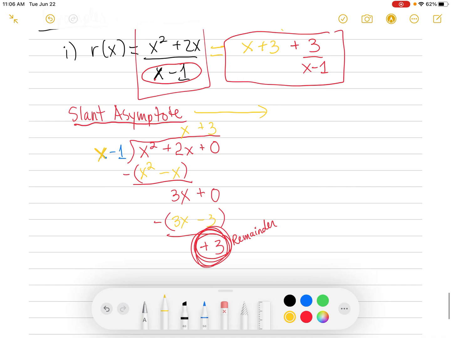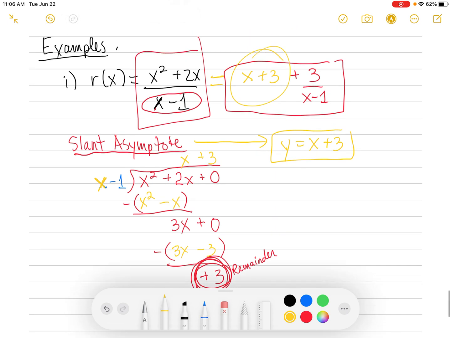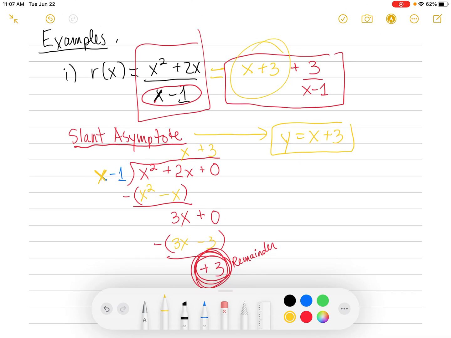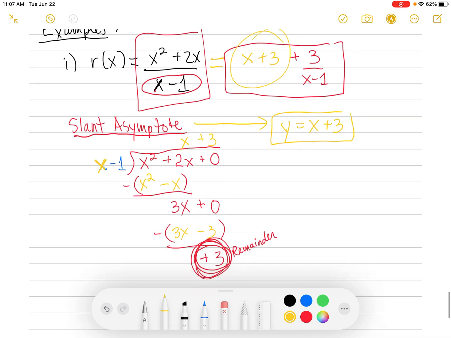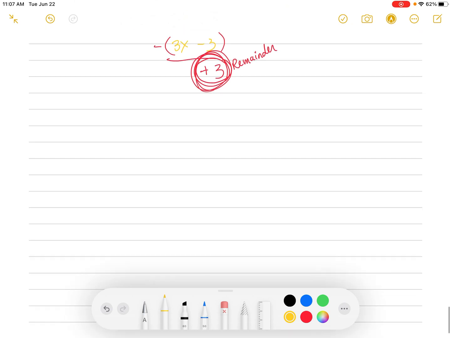Now, what is the slant asymptote? The slant asymptote is going to be this part right here. That's going to be my y equals mx plus b part. It's going to be y equals x plus 3. That's the slant asymptote right there. So probably I should have written that right underneath where it says slant asymptote. Maybe I should have moved my long division to the side. So next time I'll do my long division on the side. It's okay. I'll do another example here.